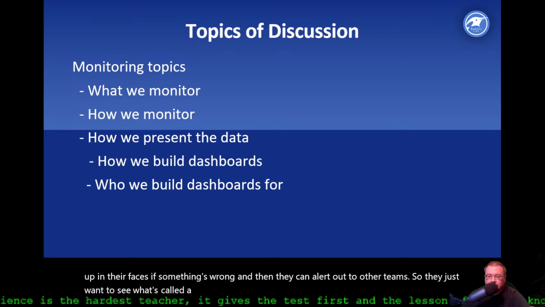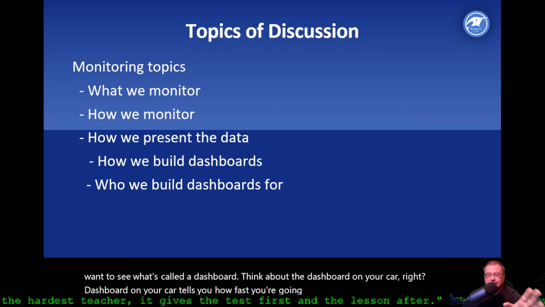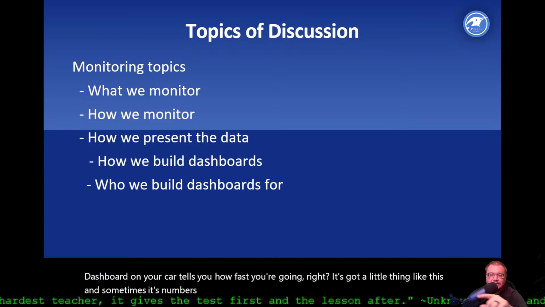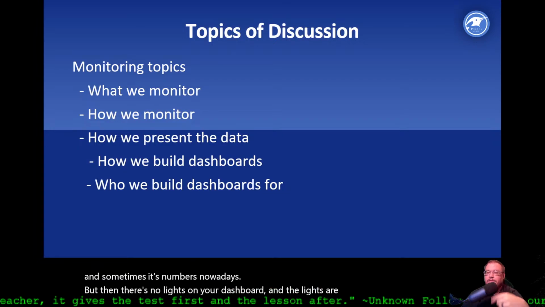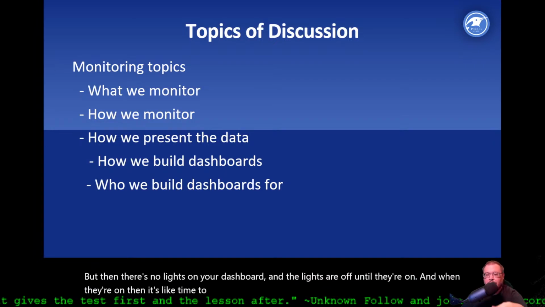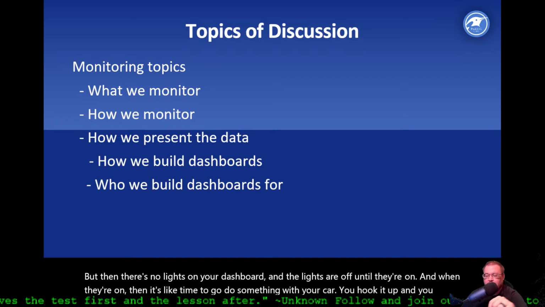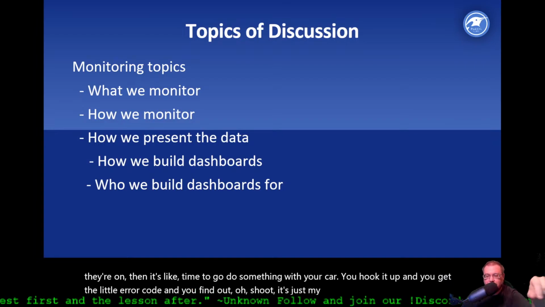Think about the dashboard on your car, right? The dashboard on your car tells you how fast you're going. It's got a little gauge, and sometimes it's numbers nowadays. But then there are little lights on your dashboard, and the lights are off until they're on. And when they're on, it's time to go do something with your car. You hook it up and get the little error code and find out, oh shoot, it's just my air filter triggering, and then you can reset it.